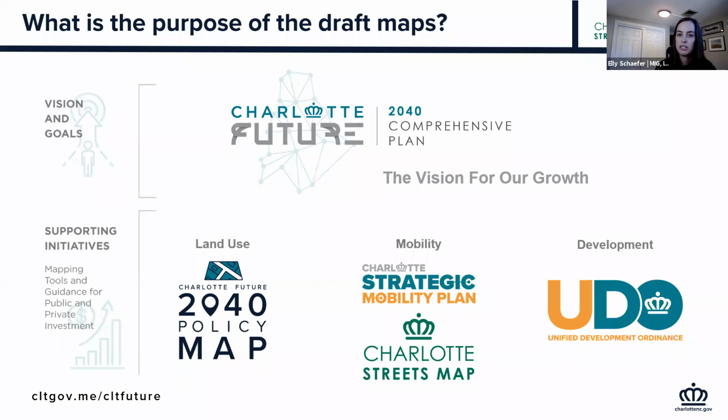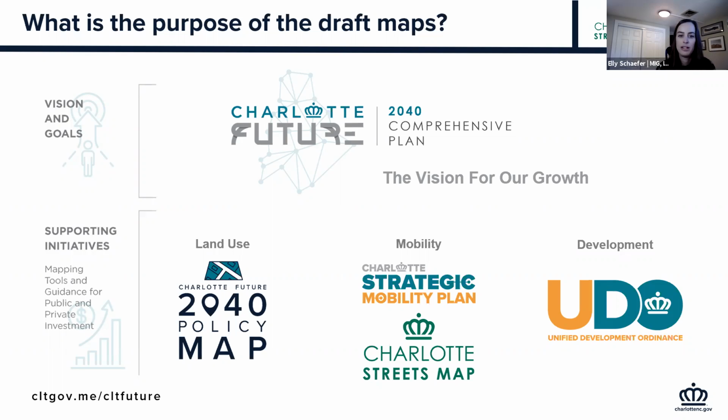So what is the purpose of the 2040 policy map and the streets map? The purpose of these two maps is to help implement the vision of the Charlotte Future 2040 Comprehensive Plan, which is the guiding document for our city's growth and development over the next 20 years. The Charlotte Future 2040 Comprehensive Plan was adopted in June 2021, and there are now several major initiatives underway to help put the plan into action, including those shown on the bottom half of this slide.